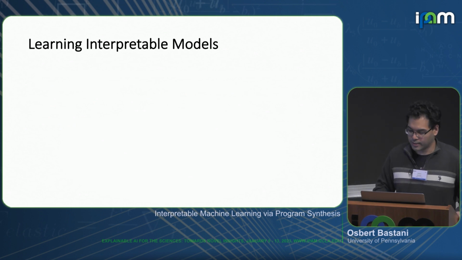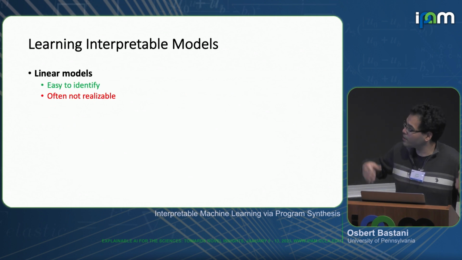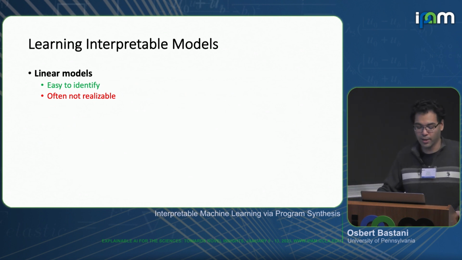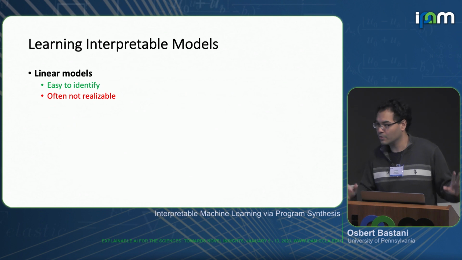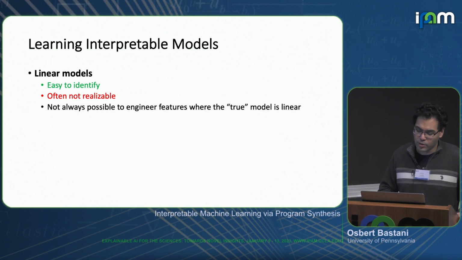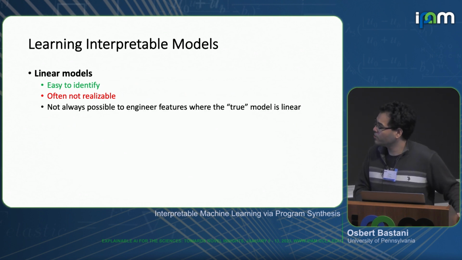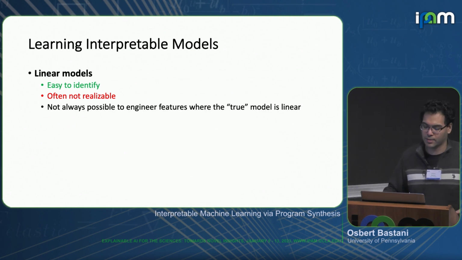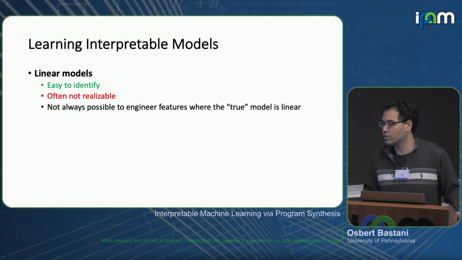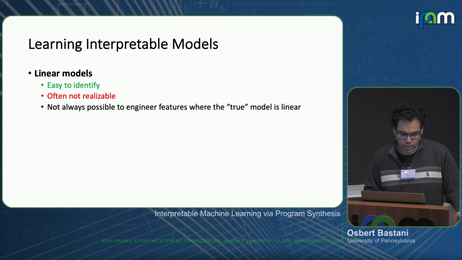So if we think about some of the classical interpretable model families, things like linear models are very easy to identify. They don't have too many parameters, and you can actually characterize the sample complexity. But oftentimes, they're not going to be realizable. You can sometimes alleviate this by doing feature engineering, but in the general case, you're going to need a very large number of features to achieve this goal.